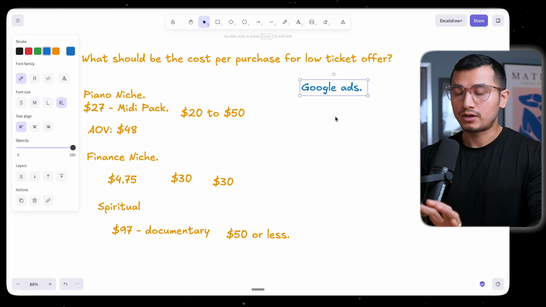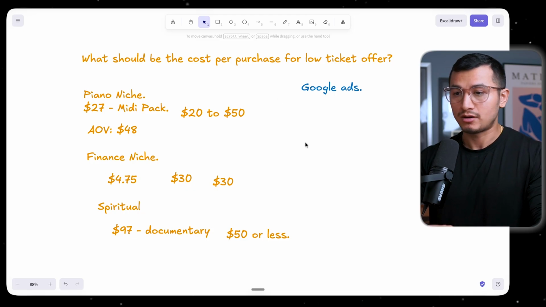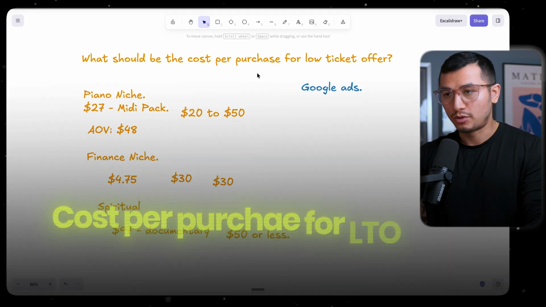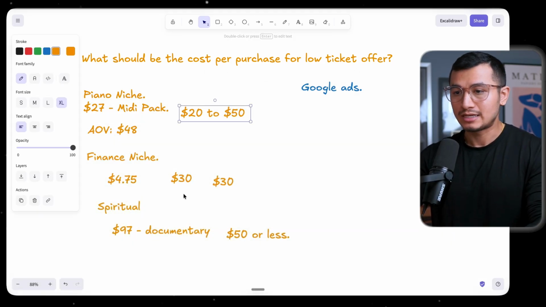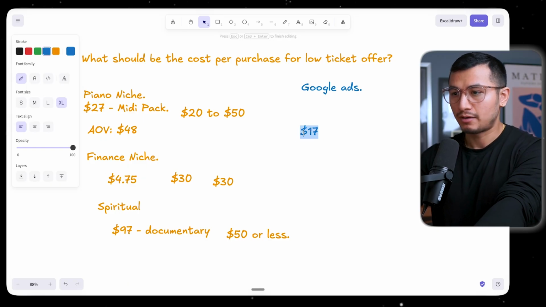If you can make it work, it is going to be one of the most consistent and sometimes even more profitable than Facebook ads, to be honest. So that's my thoughts on cost per purchase for the low ticket offer. That's what we see if we're selling a $17 low ticket product. If that's the front end price, if that's your price for the low ticket, I'll just say LTO.